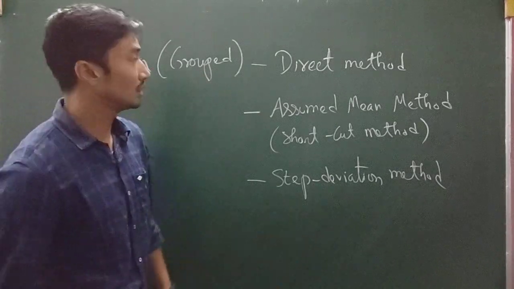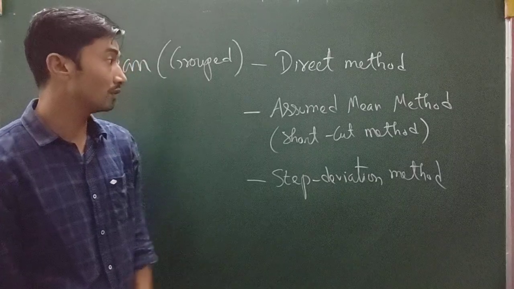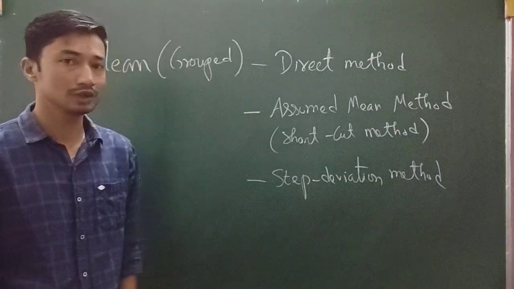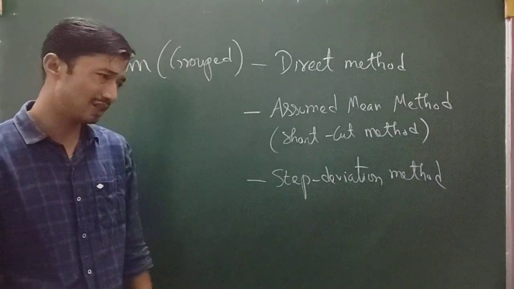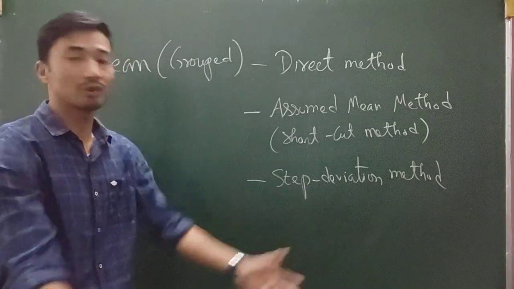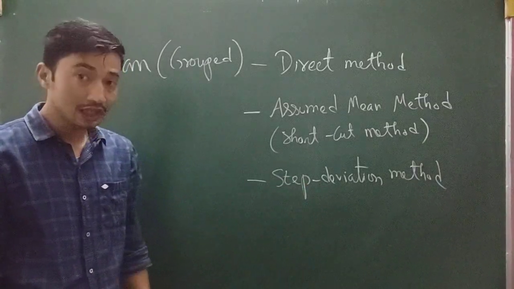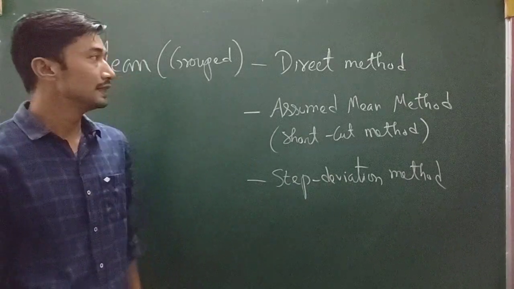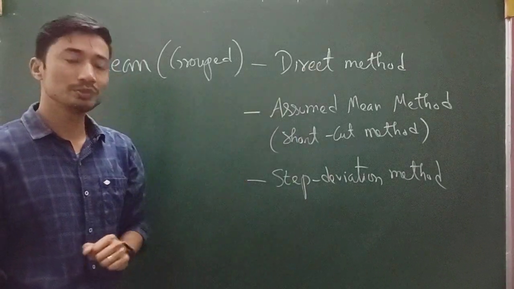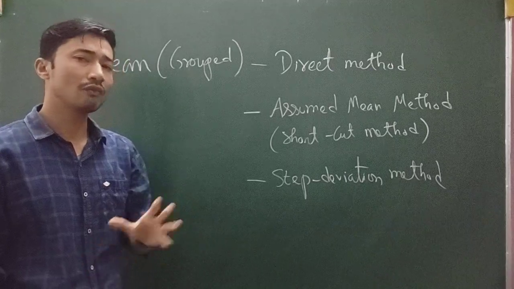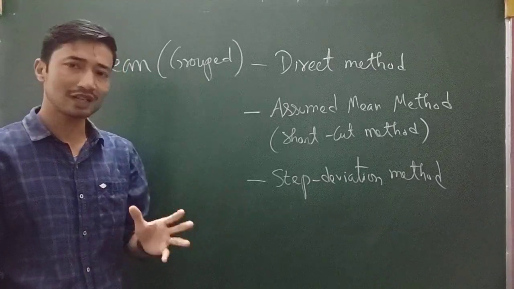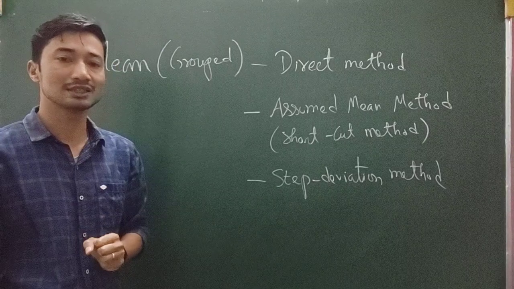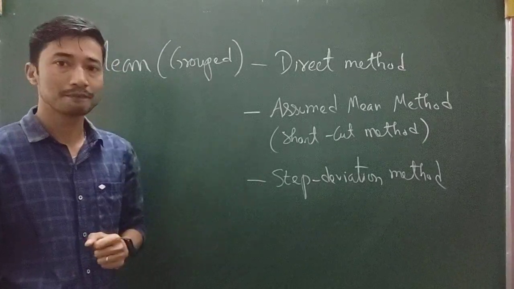When do I use these methods? How do I know? Either it will be given to you in the question, or the question will just tell you to use an appropriate method. So how do we know when to use what method? See, direct method generally is used when our population is not very big, like maybe a classroom. So it's not very big, isn't it? So yeah, we can use direct method.